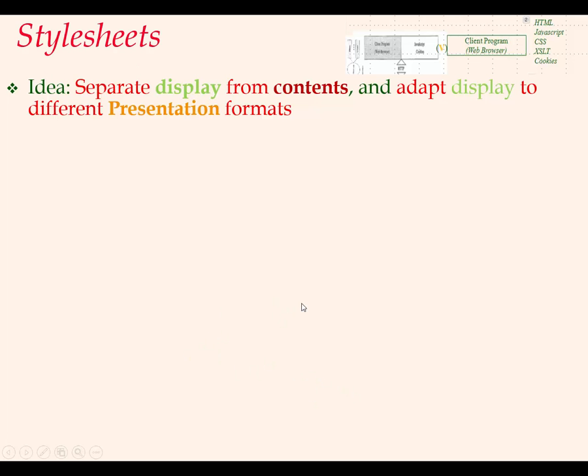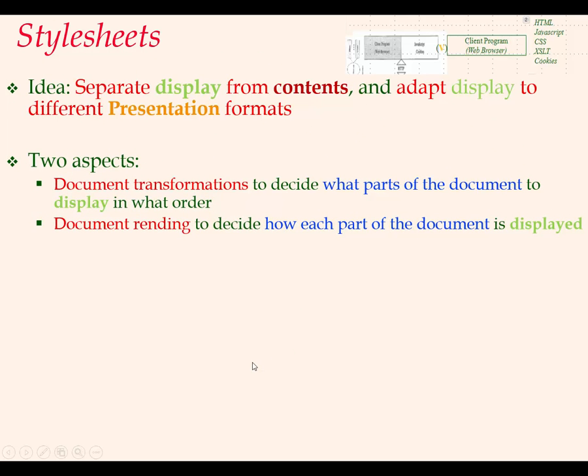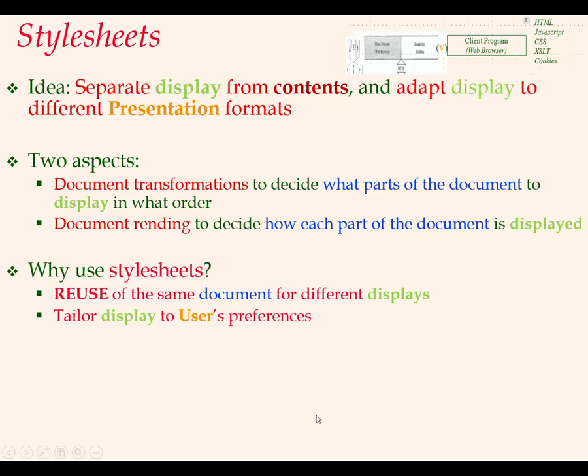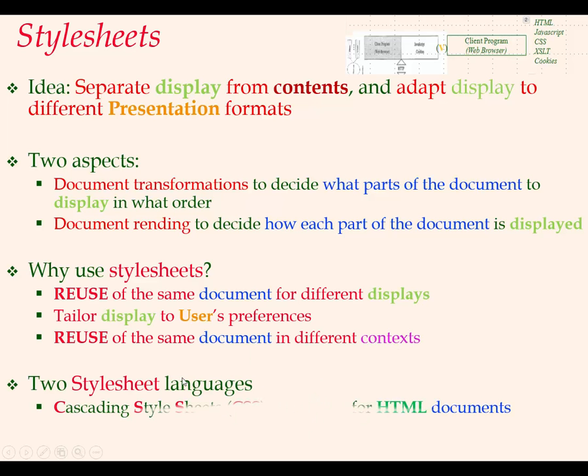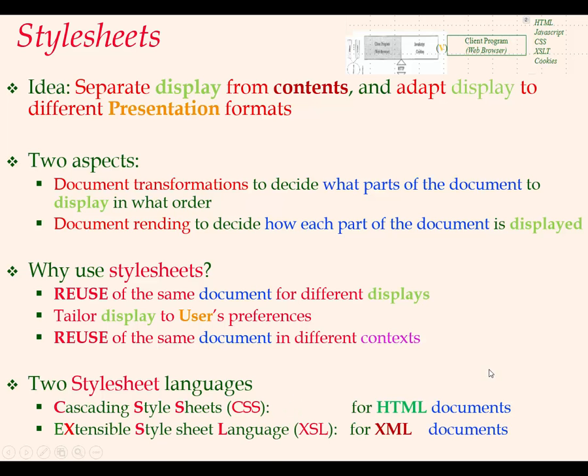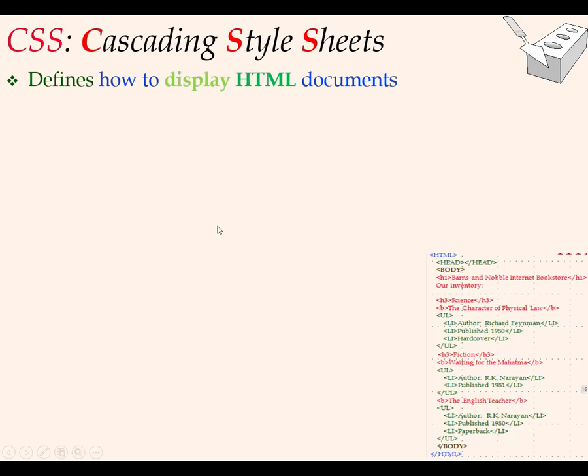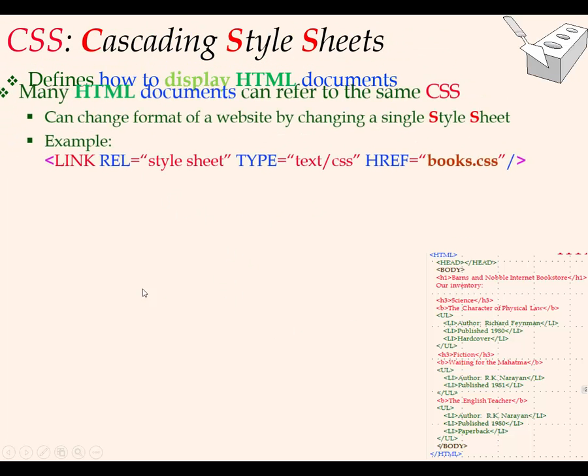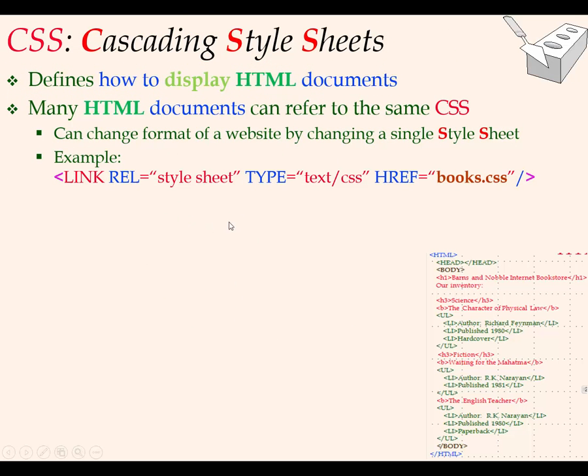Style sheets. You have one for HTML, one for XML. Again, it's the same HTML content, but you want to display it differently. So we are looking at the HTML tags and how I can modify them. So again, we'll look at CSS, the style sheets for HTML documents, and then extensible style sheet language XSL for XML documents. So CSS cascading style sheets, you can control how HTML documents are displayed.